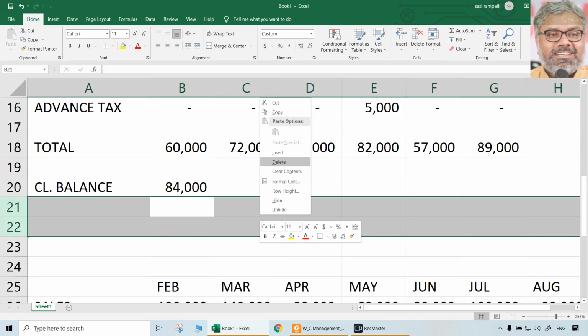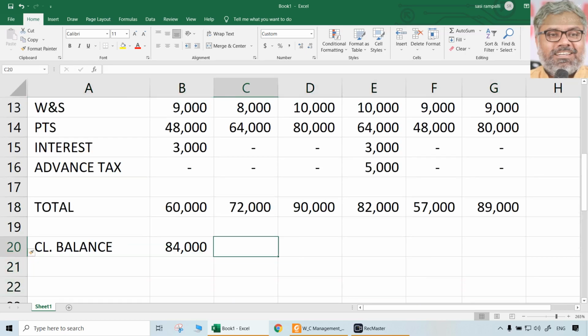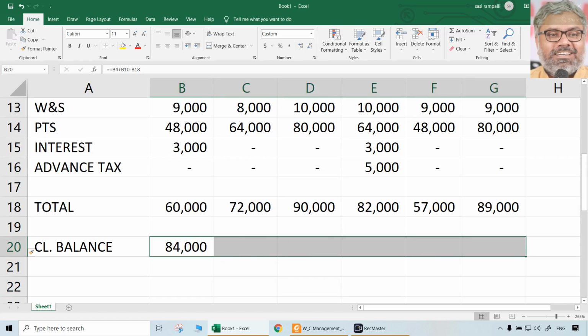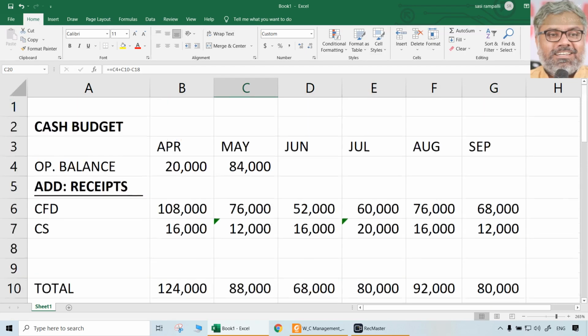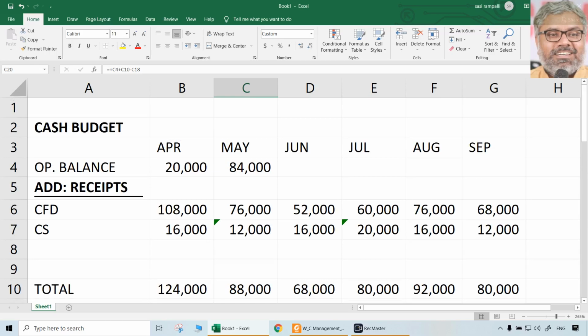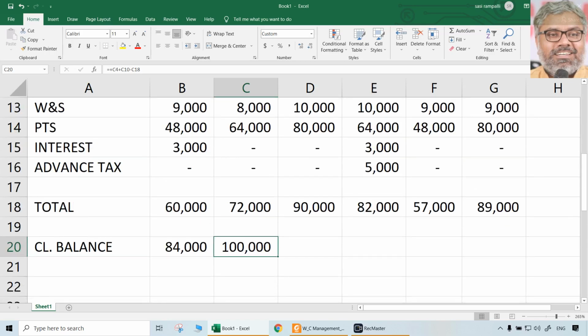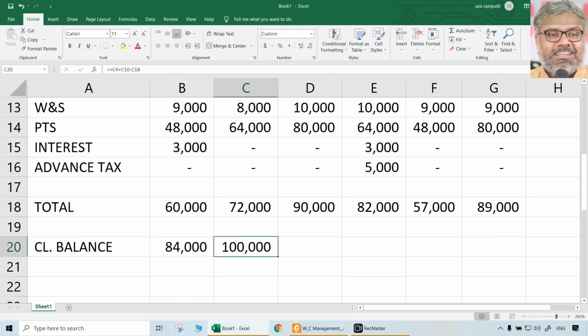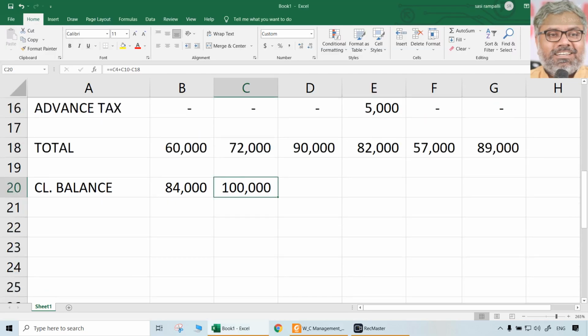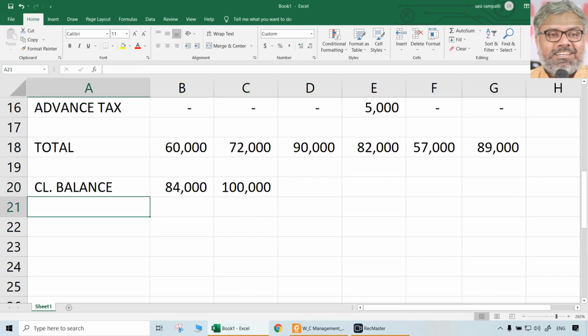Keep working notes separately, don't mix that. So this is the main answer. So what is the closing balance there for the month of May? That could be this. But what the question said also is that the firm will maintain only a 20,000 cash balance. If at all there is any excess cash or deficit cash, excess cash will be invested, and deficit cash will be taken as borrowing or selling the investments.